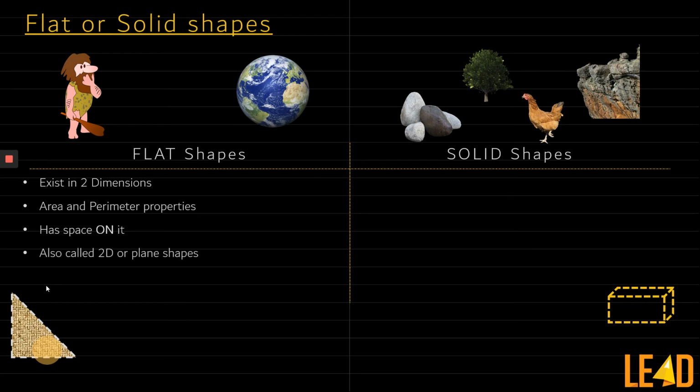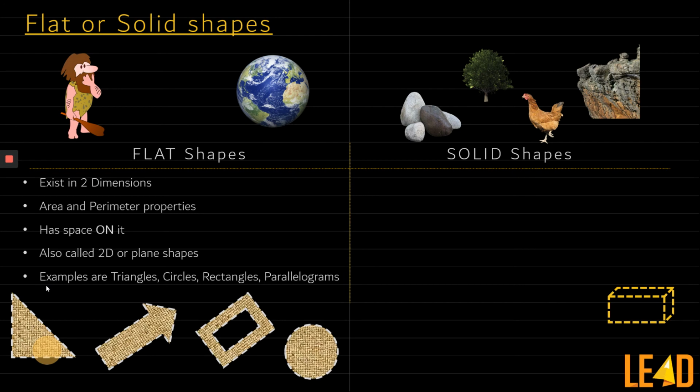Finally, flat shapes are also called 2D or plane shapes. That's two-dimensional or plane shapes. Plane means it's flat, right? And two-dimensional, the name is because it has 2 dimensions, so it's called 2D. Examples are triangles, rectangles, parallelograms. There are a lot more. We'll learn so much more about this as we go along.